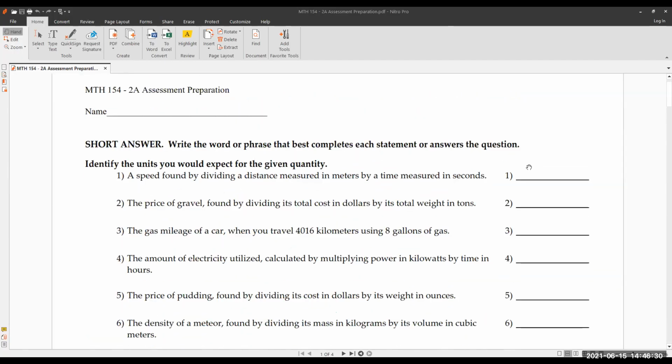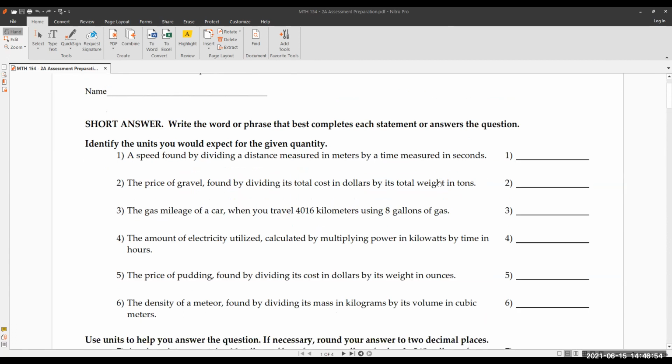We are starting the assessment preparations for 2A, and then we'll get into the rest of them for Chapter 2 a little bit later. Let's go ahead. This is going to be our chapter on dimensional analysis, unit conversion, those types of things.